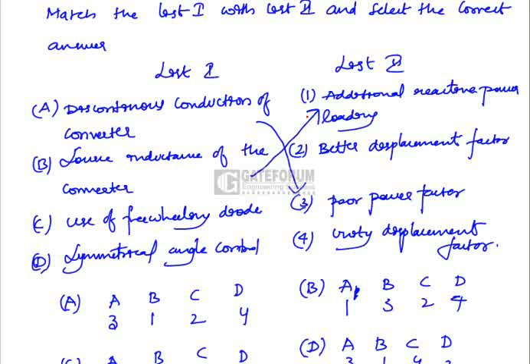Use of freewheeling diode and symmetrical angle control. What are the advantages of these two? When you use symmetrical angle control, displacement power factor will be better. What is displacement power factor? Displacement power factor is the angle between fundamental voltage and fundamental current. When you use freewheeling diodes, displacement power factor will be unity. So option D is the correct answer.